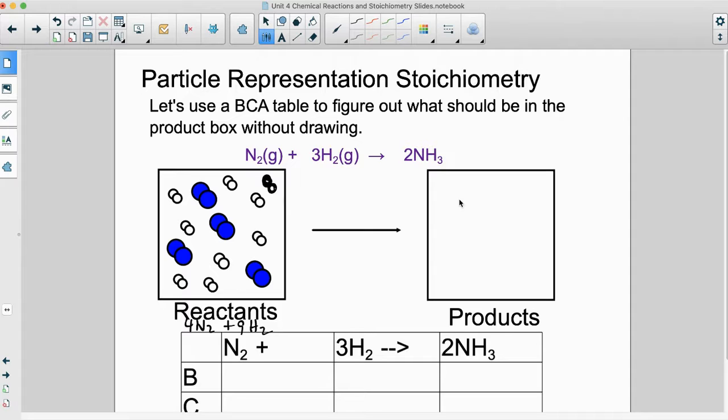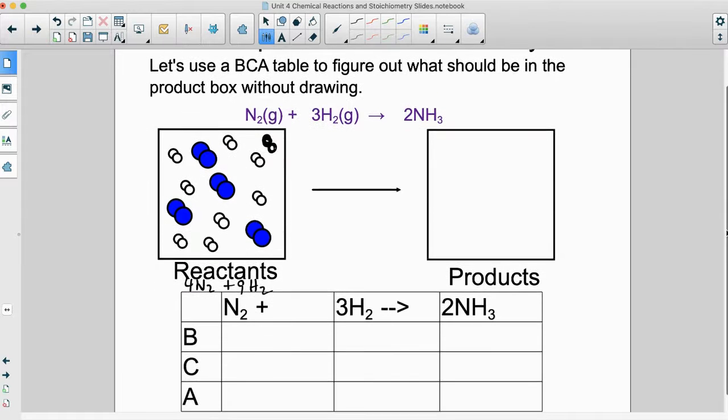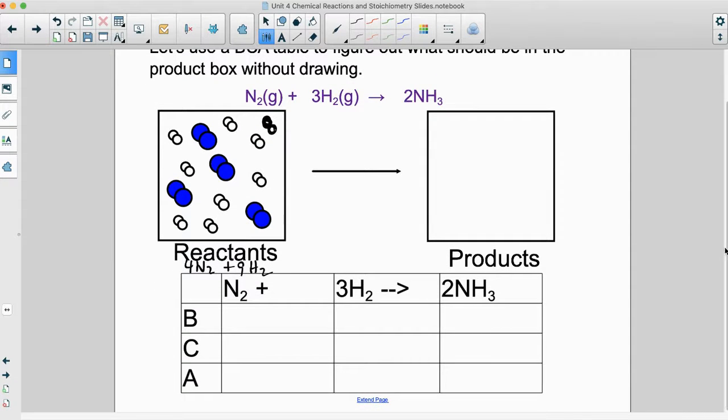Over in the reactants. Now, we could draw a particle model and figure out what products we're going to make here. But let's do this without drawing the particle model first, and then let's go back and check if we've done the after reaction line correctly. So before, if we look at these reactants, we have 4 of these N2s and we have 9 of these H2s. We have 0 ammonias.